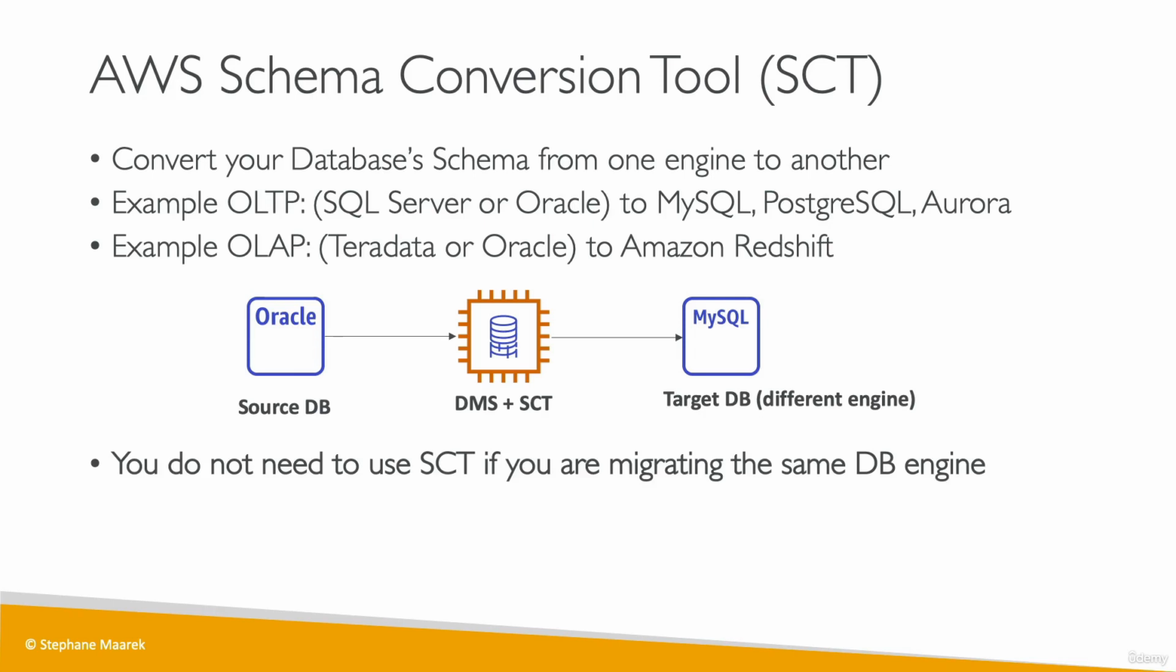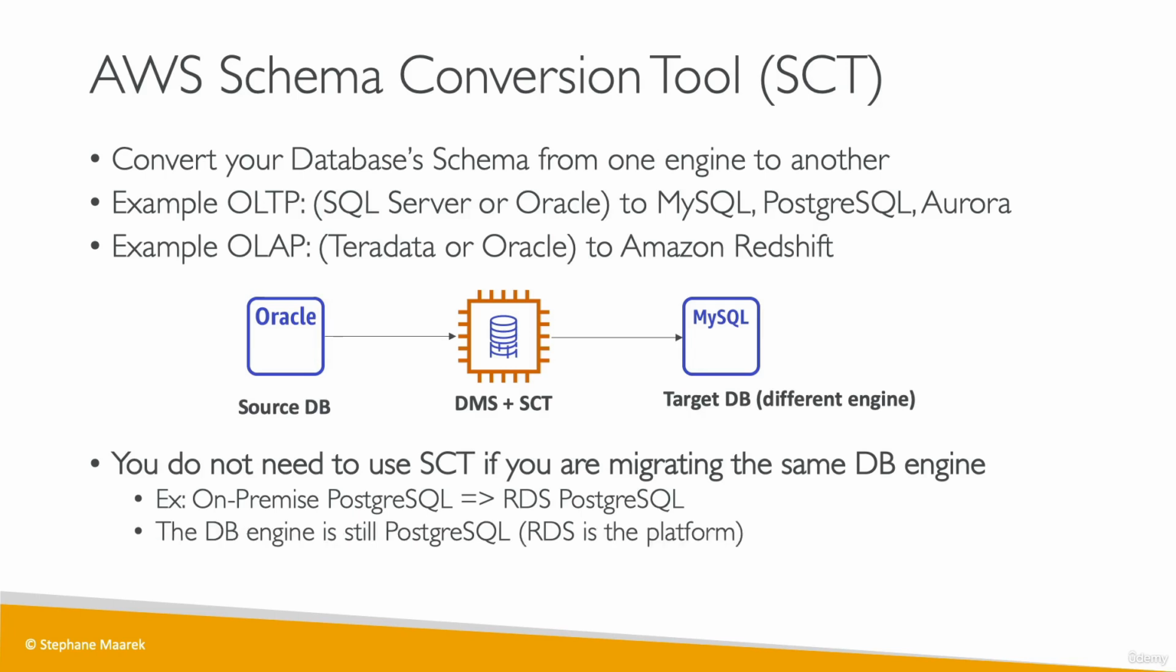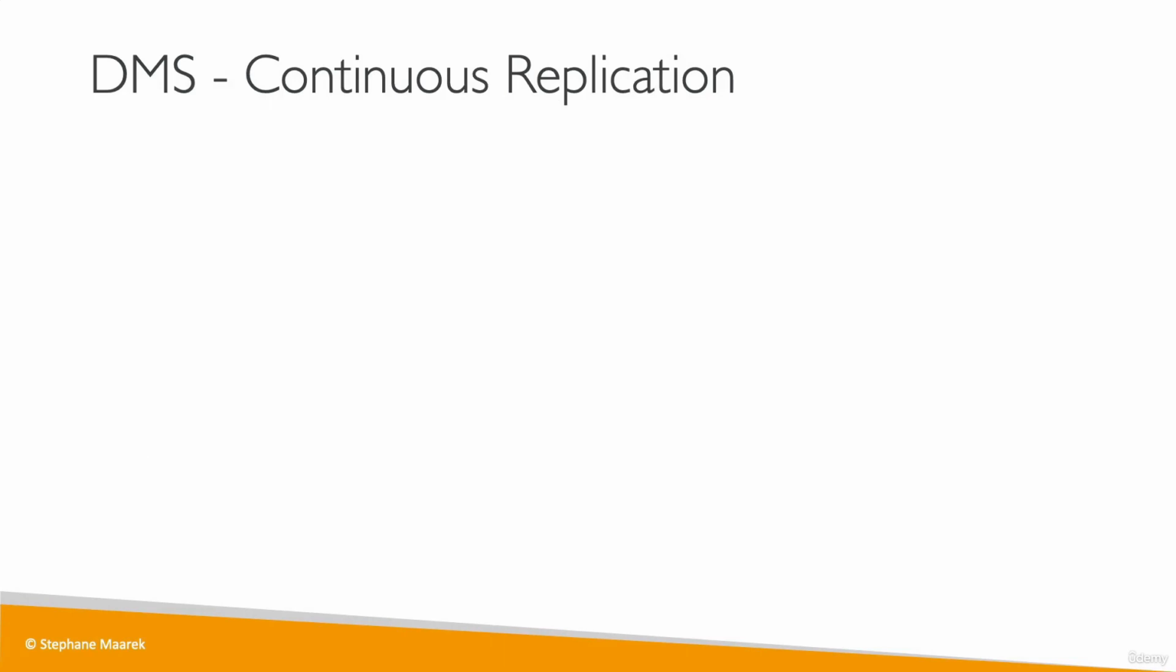And the thing to know going into the exam is that you do not need to use SCT if you are migrating the same database engine. So if you're doing on-premise PostgreSQL to RDS PostgreSQL, it is the same database engine, it is PostgreSQL, and so therefore you will not use SCT. But if you're doing something such as Oracle to Postgres, then you will need to use SCT. So just so you know, the database engine is PostgreSQL, but RDS is just the platform that we're using to run this database engine. So how would you go to set up a continuous replication for DMS?